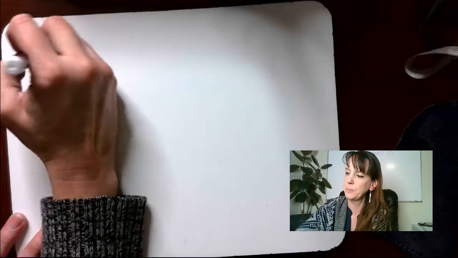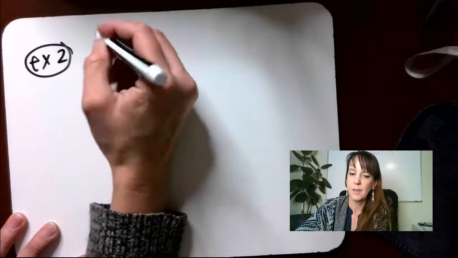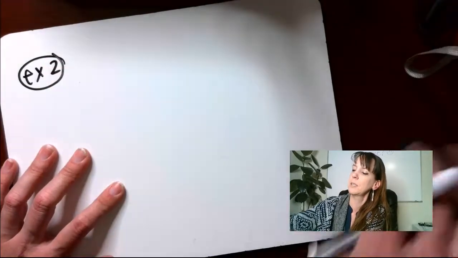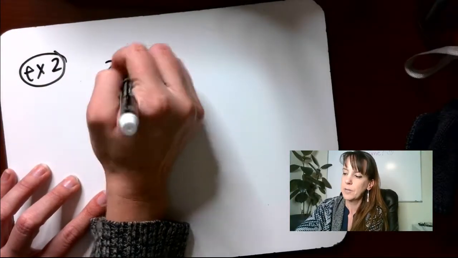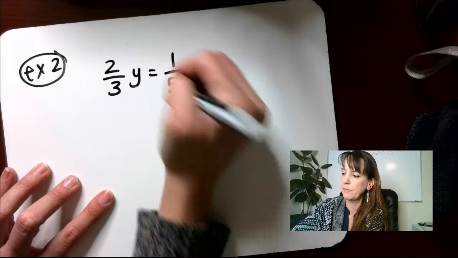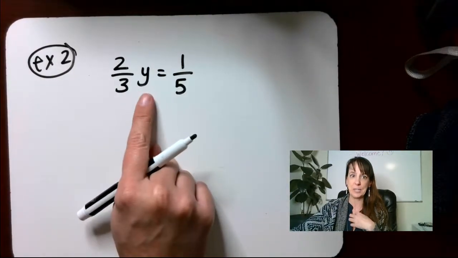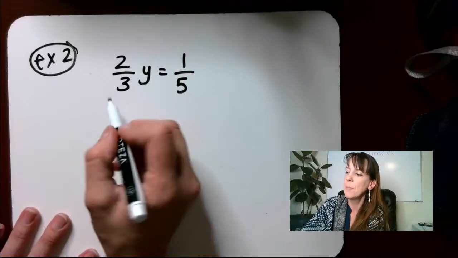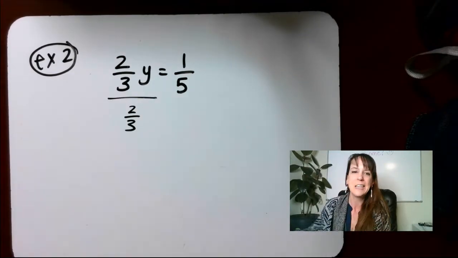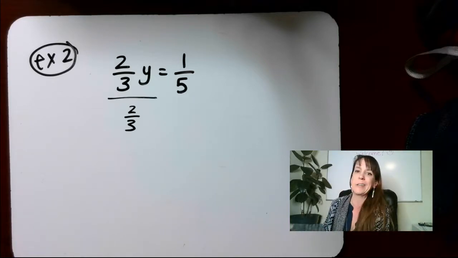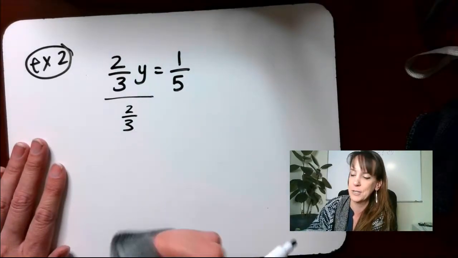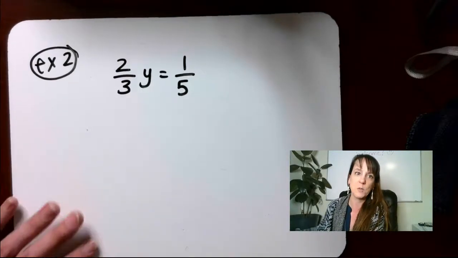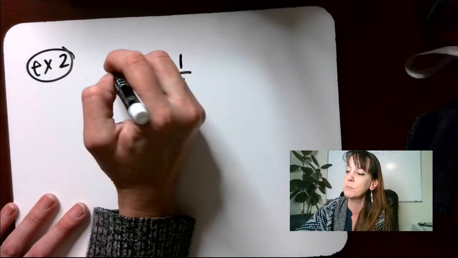Example number 2. We end up with 2/3 y equals 1/5. All right, guys, so multiplying here, right? We're multiplying 2/3 times y. The opposite of multiply is divide. But if I were to divide this by 2/3, you see I get a fraction divided by a fraction, or a wonky looking fraction there. It's actually called a complex fraction. And in that case, we can't do that. We don't divide fractions. What we do instead is we multiply by the reciprocal.